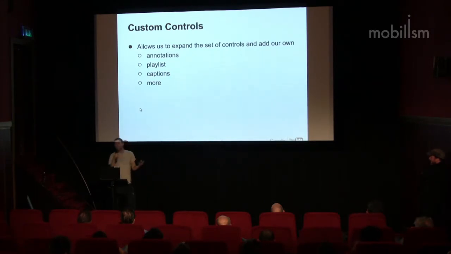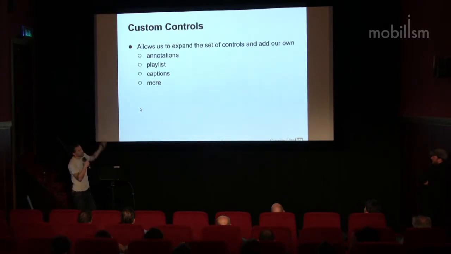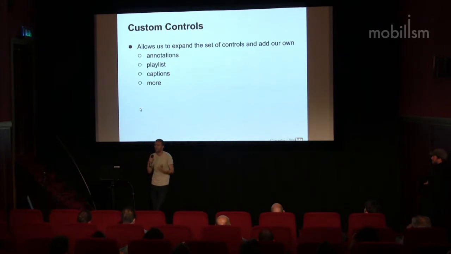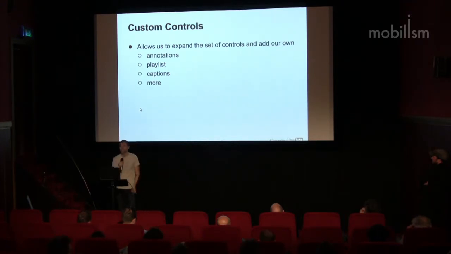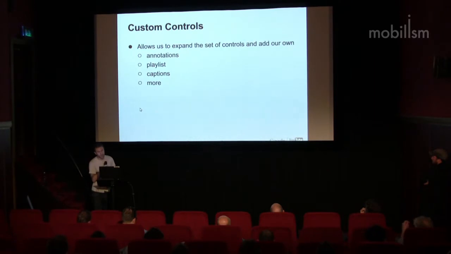So not only do we have kittens, we introduce custom controls for all sorts of different things, right? You can use them for annotations, playlist, captions, popping open your settings menu. You can change them around for different contexts like live. Really, tons of stuff that you can do with custom controls.